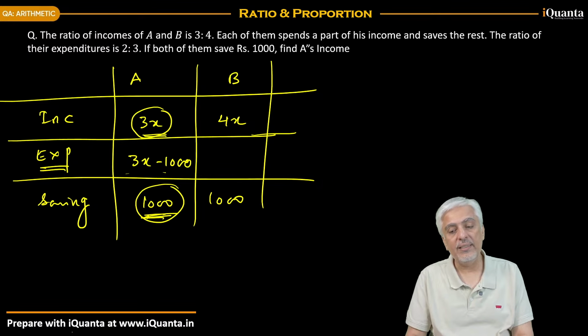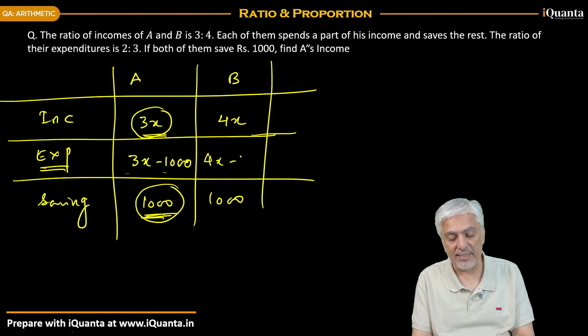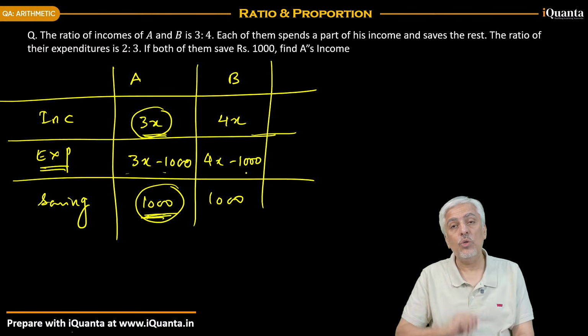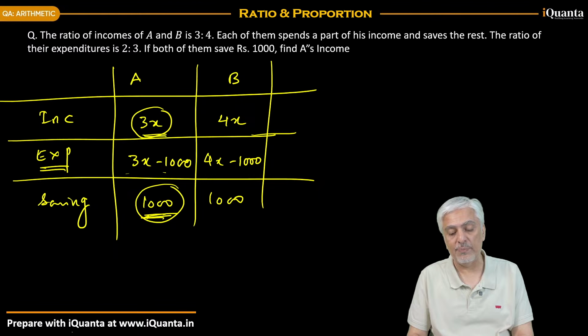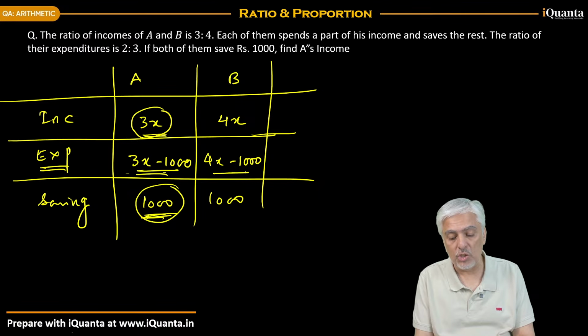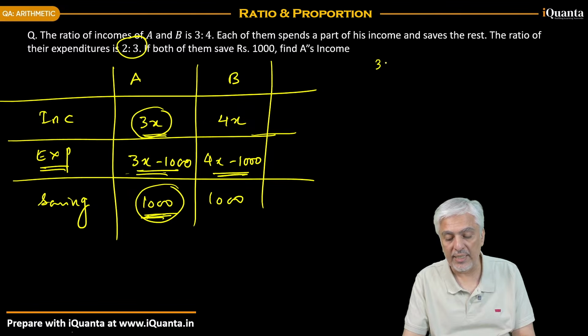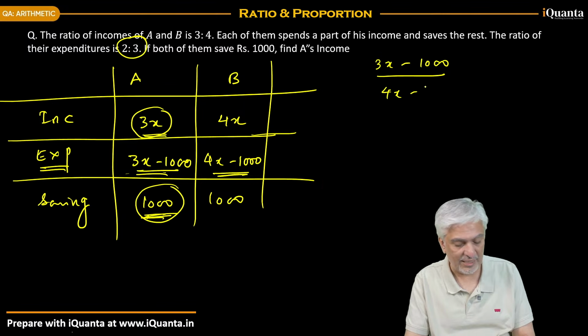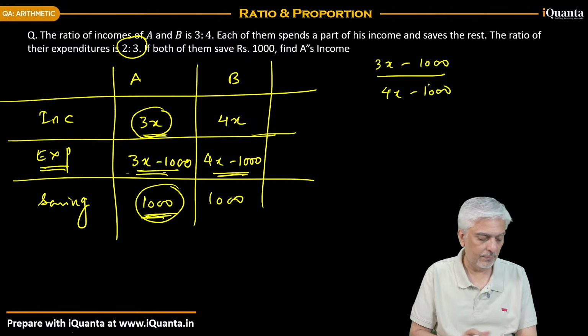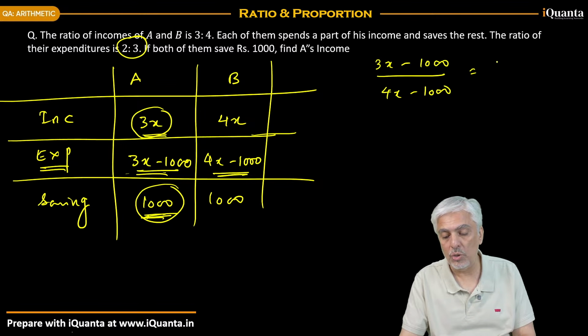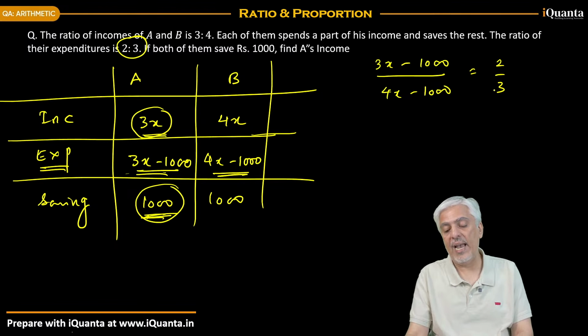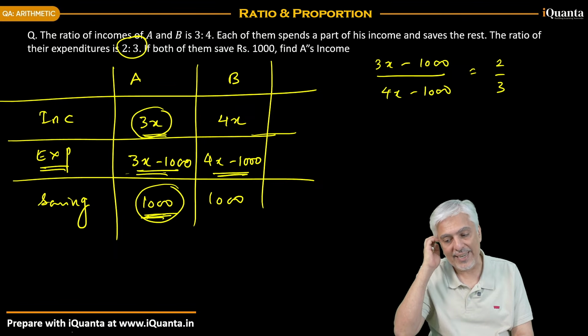And what about for B? For B, it will be 4x minus 1000. Now you can avoid a second variable in this method. The ratio of this to this was given as 2:3. So I can do (3x minus 1000) upon (4x minus 1000) is 2/3, and I can cross multiply this and directly get x.